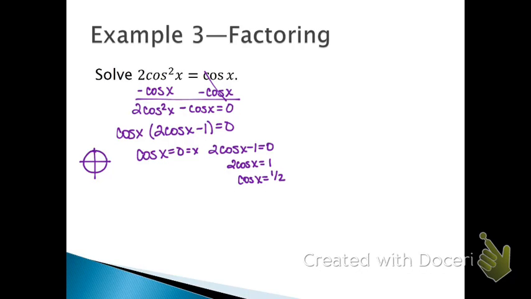X is equal to 0 at pi over 2. Up here at pi over 2. And 3 pi over 2. And down here at 3 pi over 2. What do you notice about those two? They're only a pi away. They're a pi apart. So I don't have to write my two separate answers. I can write this one then as x equals pi over 2 plus pi n.